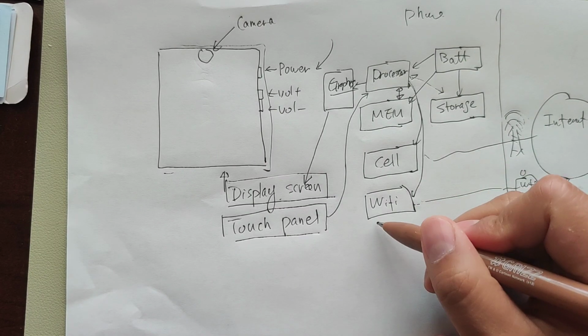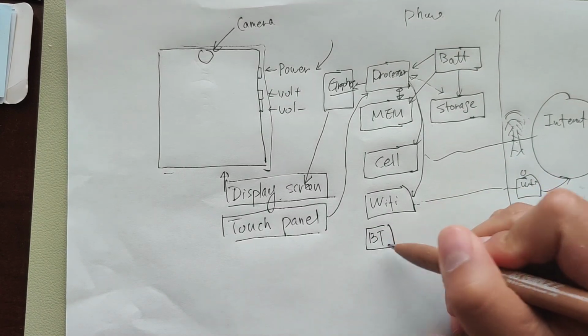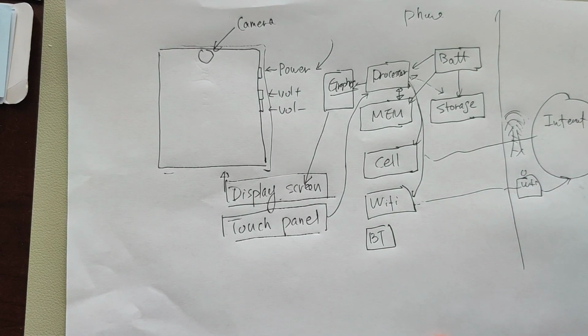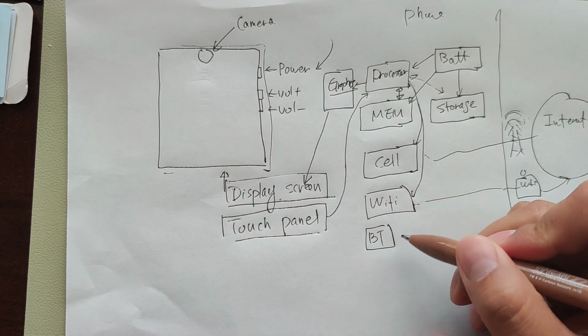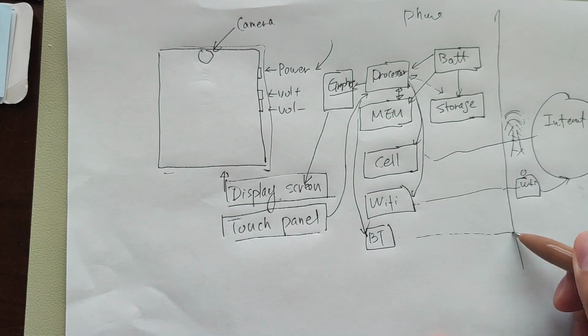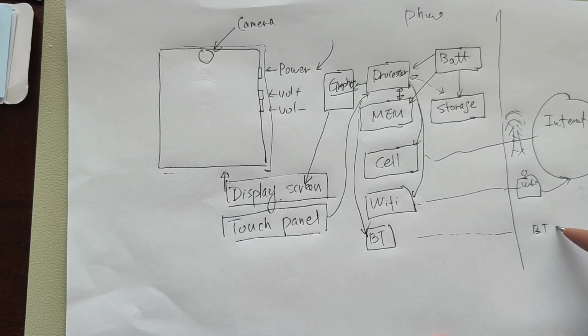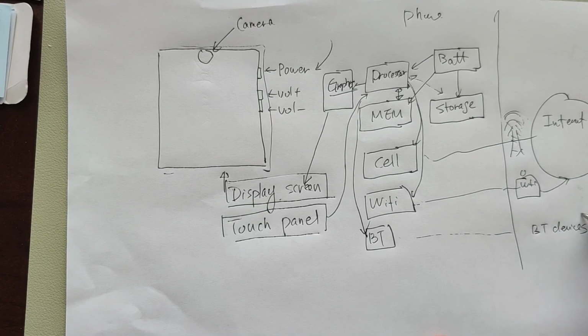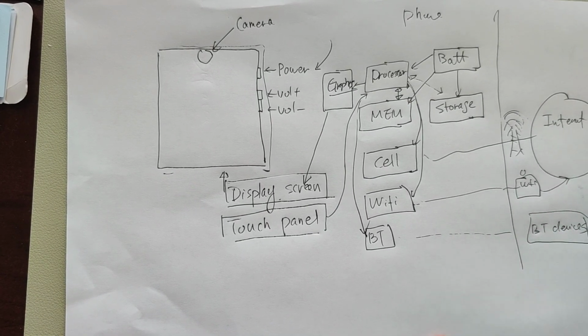Some smart kid may say, yeah, I have Bluetooth, which will allow me to connect to my speakers or my headphones. Yeah, that's another chip. Again, that will be controlled by the processor, and it will talk to the BT devices, like your headphones or speakers, things like that.